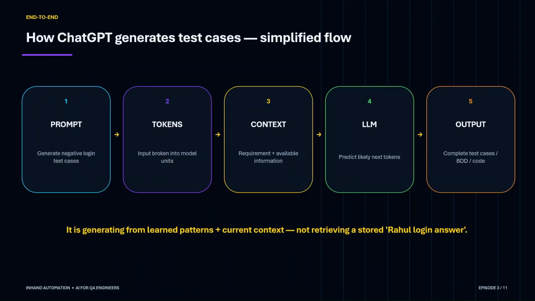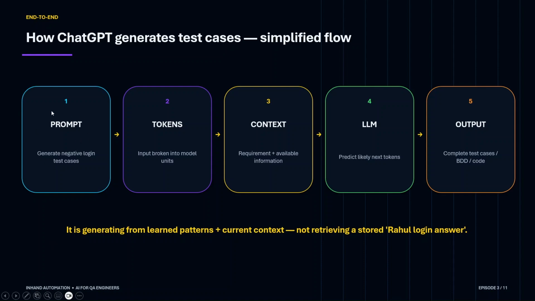So now let's put all the flows together and understand what Rahul has learned till now. Rahul asks, how can AI generate test cases from my requirement? At a simplified level, this is what happens. Rahul writes a prompt which says, generate negative test cases for this login requirement. Firstly, as we learned, there is the token. The prompt will be divided into very short units. That unit is called a token. So the input is converted into tokens.